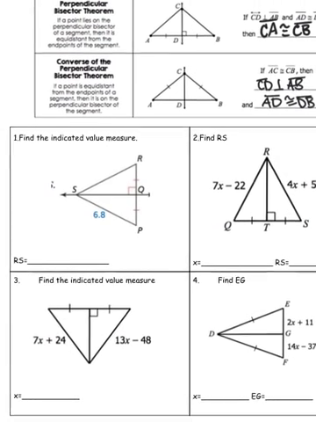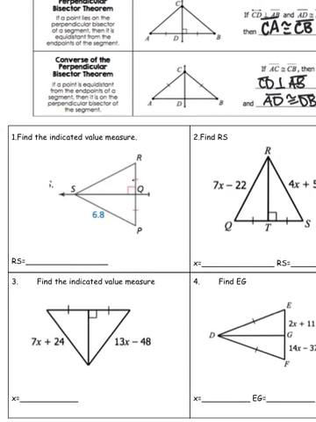So for number 1, they told us that RQ is congruent to QP and that SQ is perpendicular to RP. Okay, so we know that SQ is perpendicular to RP. So then also we know that RQ is congruent to QP. So then we know that these two are congruent, so that means RS is 6.8.